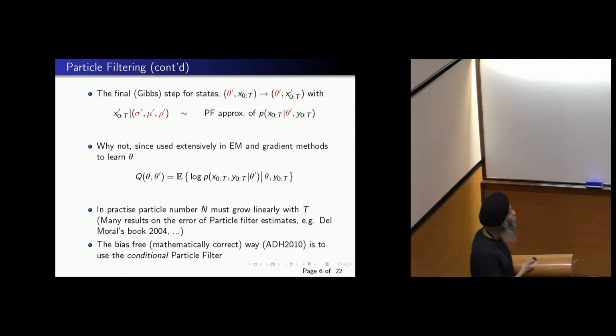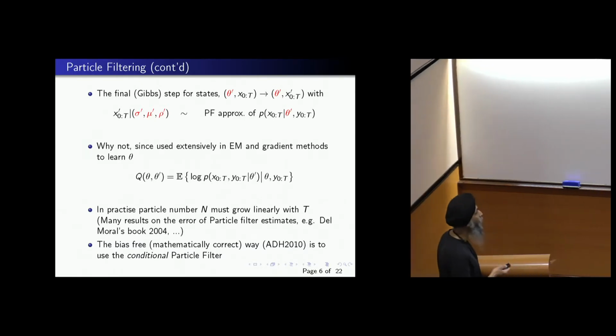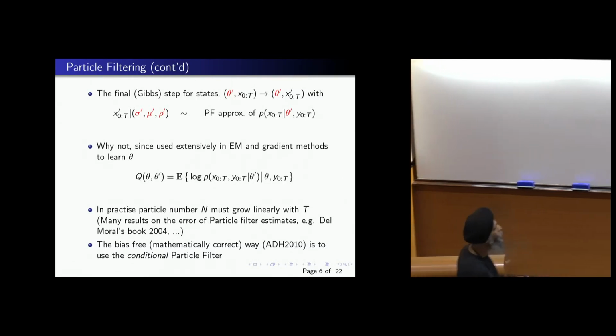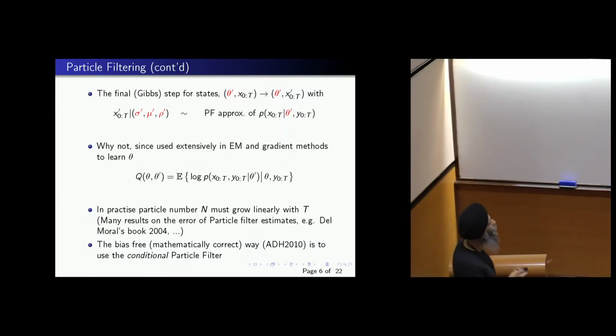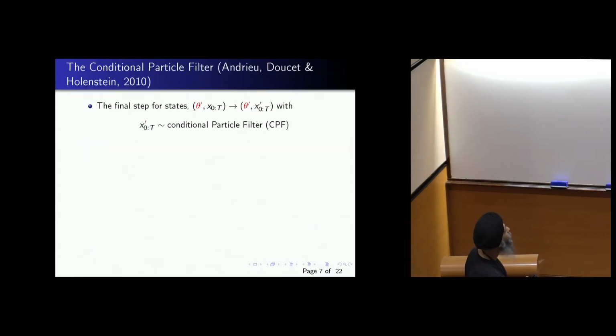So fortunately, there's a bias-free, meaning a mathematically correct, way of using a particle filter within MCMC. And it's called the conditional particle filter, and it was published in 2010 by Christophe, Arnaud, and Roman. Okay, and that's called the conditional particle filter. And this is what we're going to be talking about, the conditional particle filter.